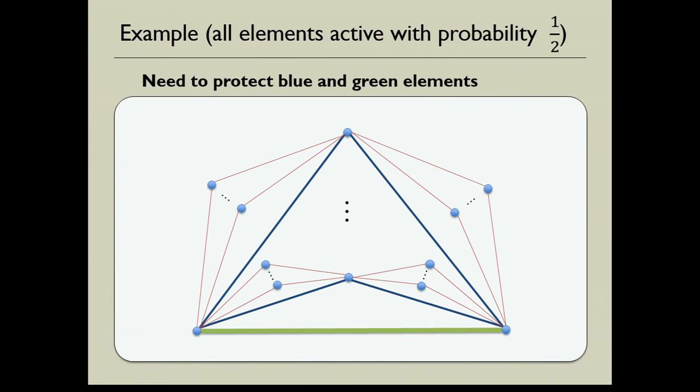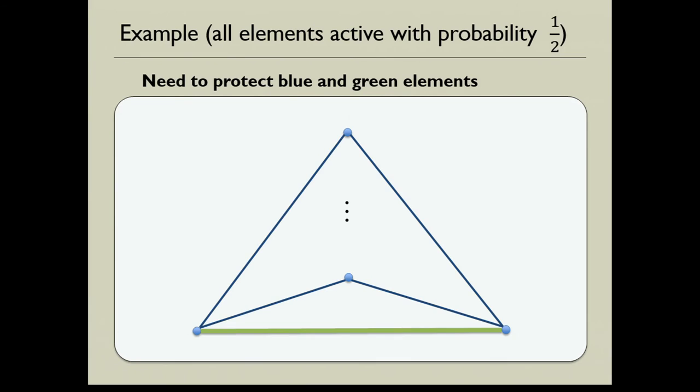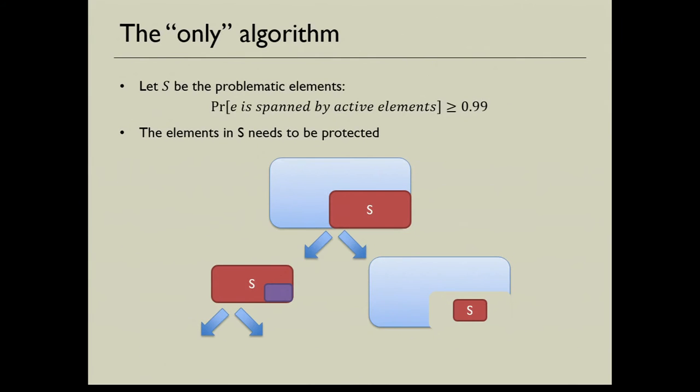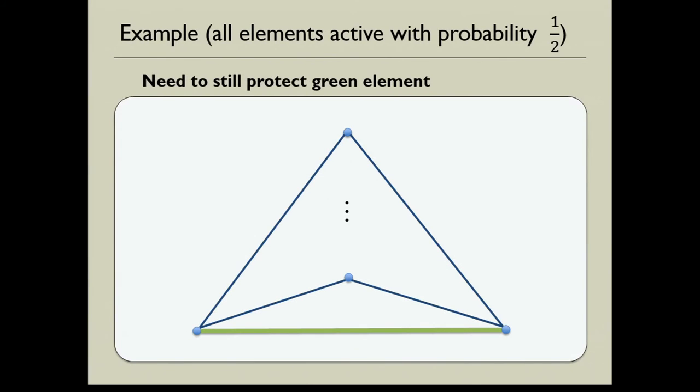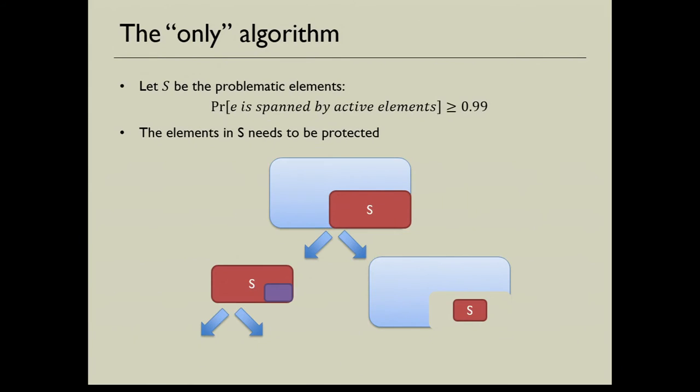They are all very likely to be spanned. So we will need to protect them, and the red guys will go somewhere else. Then at the second step, we will still need to protect the green guy. So we remove the blue guys, and then we stop. This corresponds to selecting the green and blue edges here to protect, and then we select the green guy here, and then we are done.